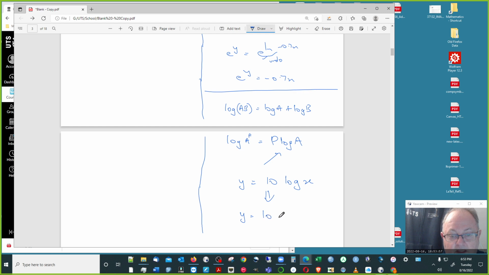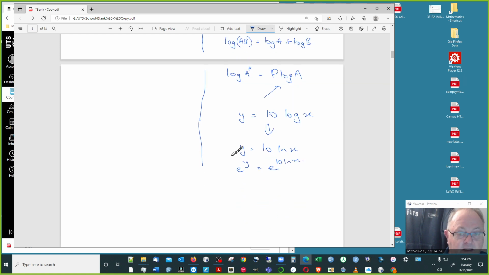Y equals 10 ln x. So what if you were to do this? That would be incorrect. You can't undo there. That's not an undo. So this is incorrect.